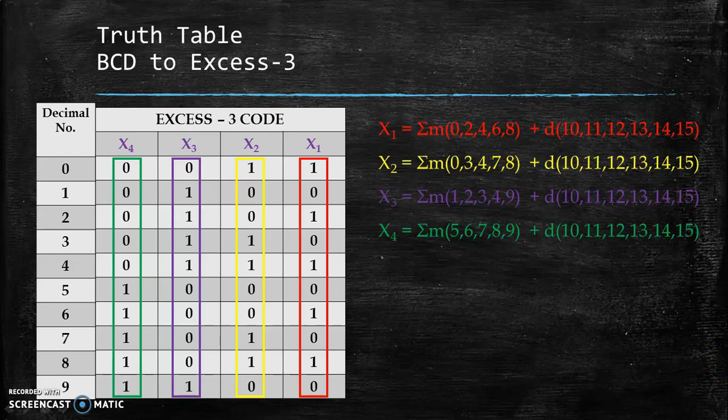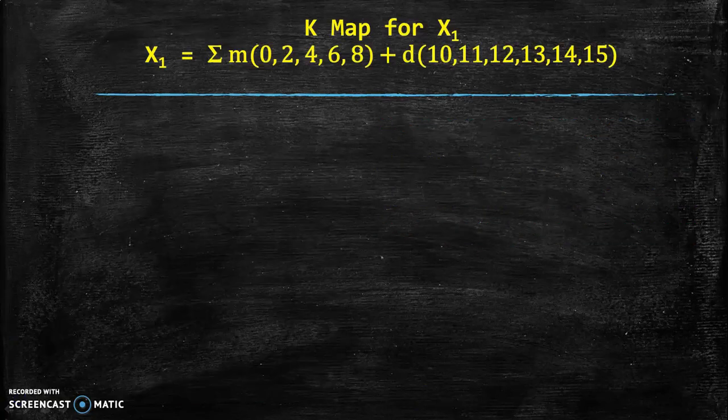Now in the next step, based on these minterms, we have to prepare K-maps for X1, X2, X3 and X4, with respect to our input combination, that is B1, B2, B3 and B4. But remember that B1 is the least significant bit and B4 is the most significant bit. So now first we prepare the K-map for X1. X1 is our least significant bit in XS3 code. So we have 4 input variables, so we prepare a K-map with 16 cells.